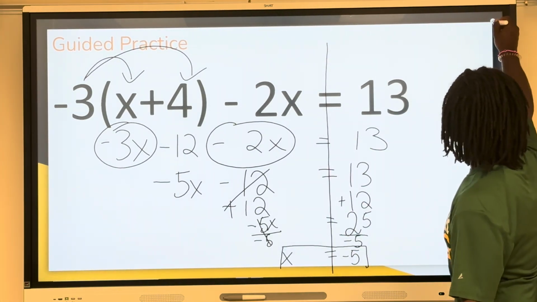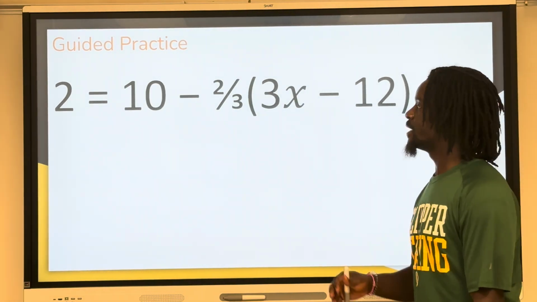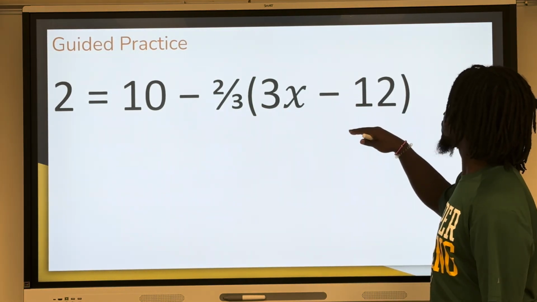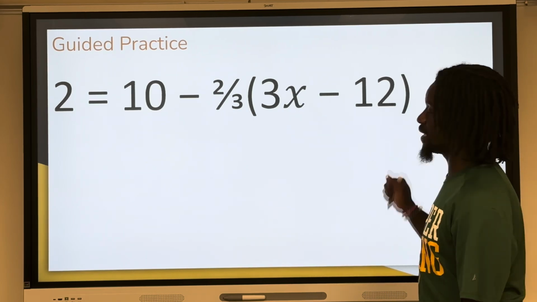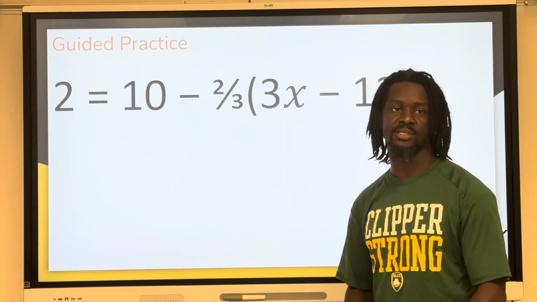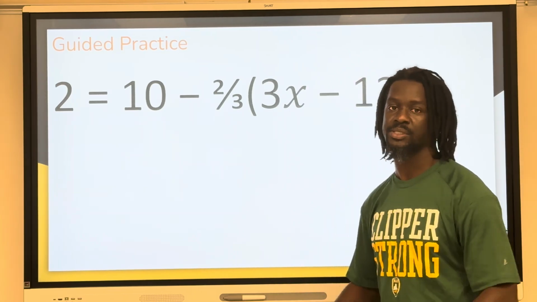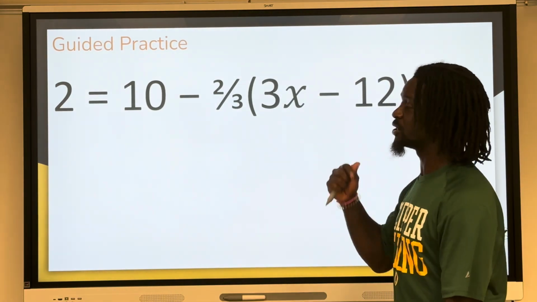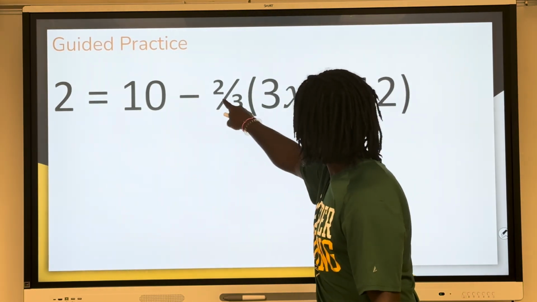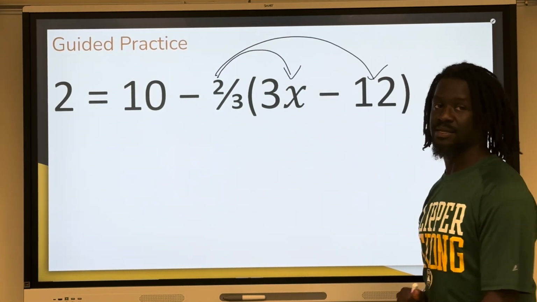That's example number 2. And we have one final example that we'll walk through together. We have 2 equals 10 minus 2/3 times the difference of 3x and 12. Okay, so this one I have a fraction outside of the parentheses. Again, do not be afraid of that fraction. I'm going to treat it just like it was a whole number. I'm going to start by doing step 1, which is to distribute. I am going to distribute this negative 2/3 to both terms, the 3x and the negative 12.